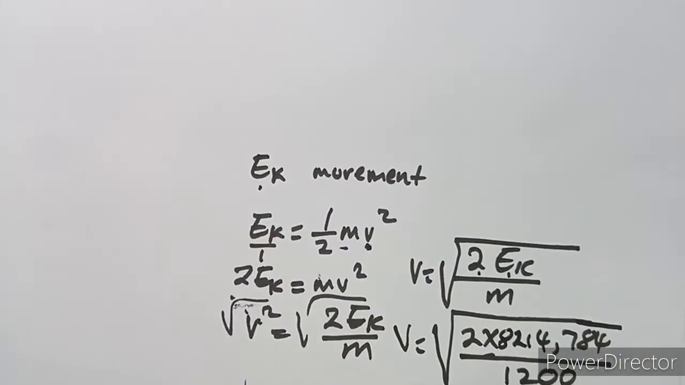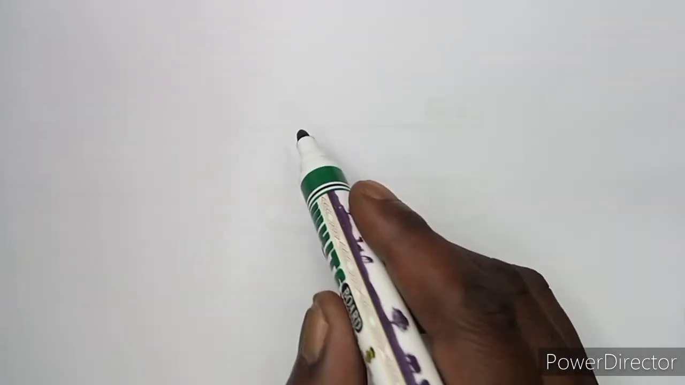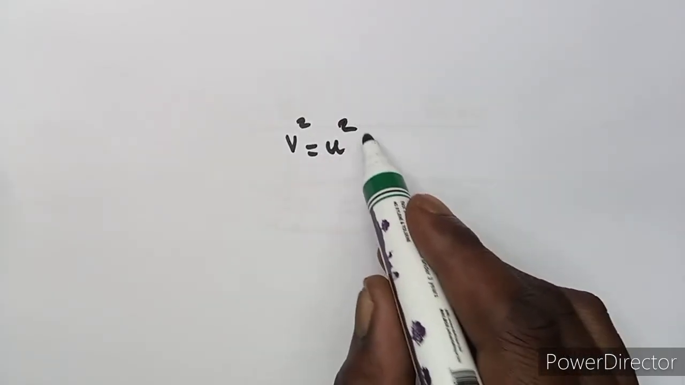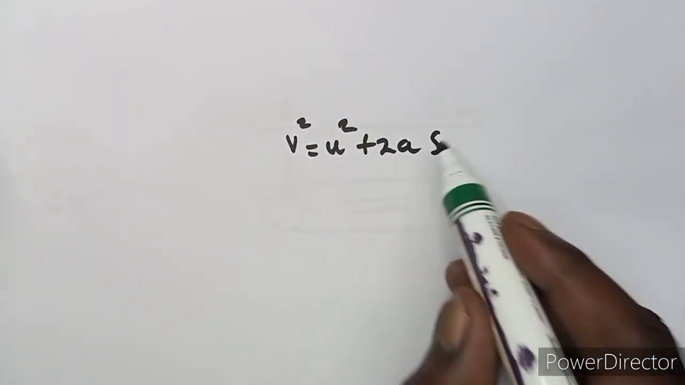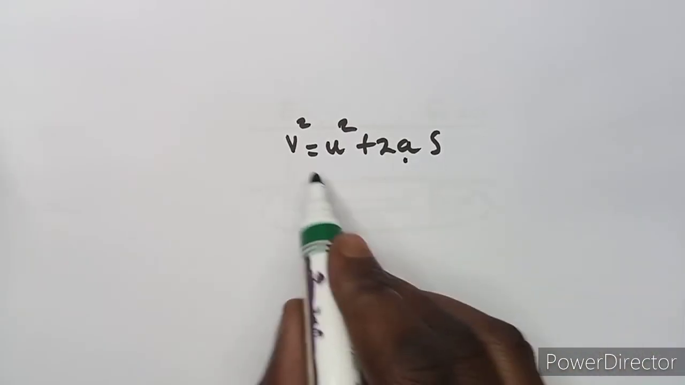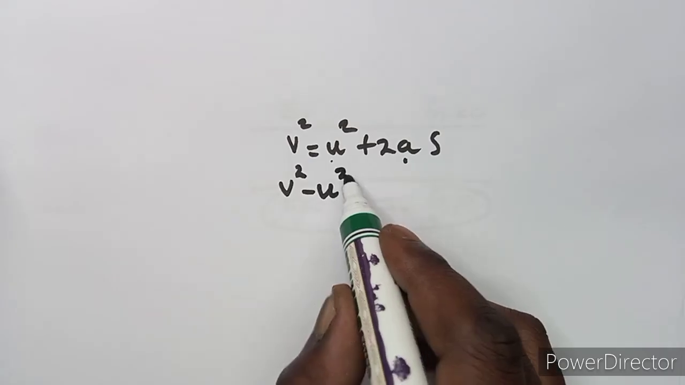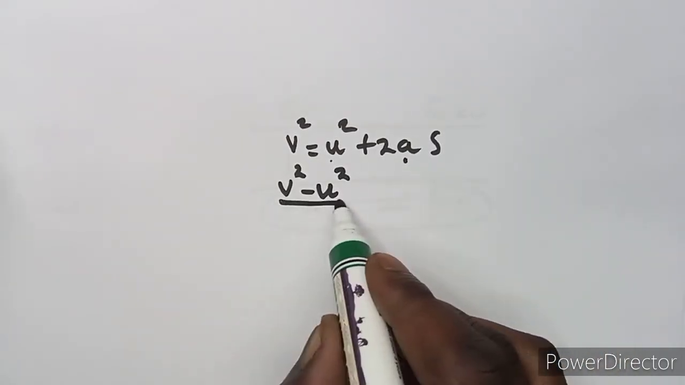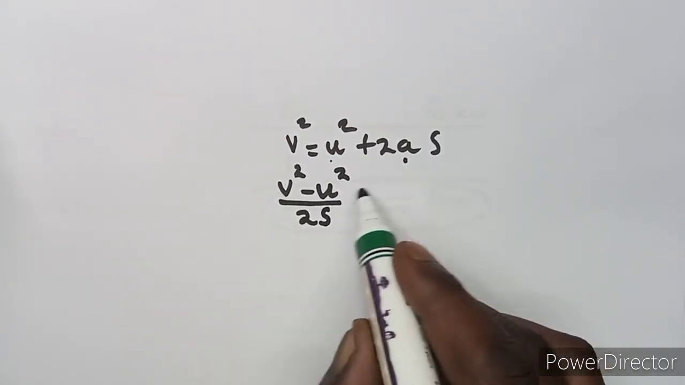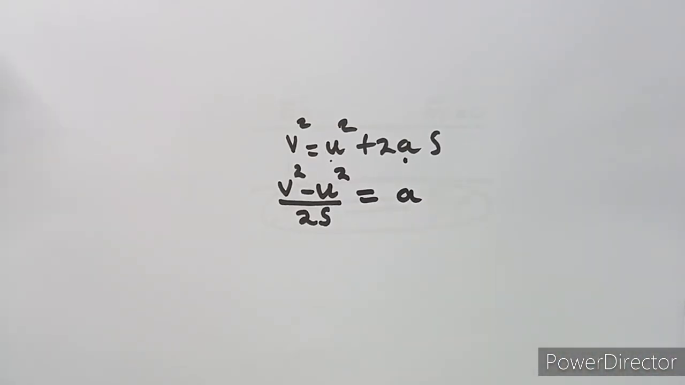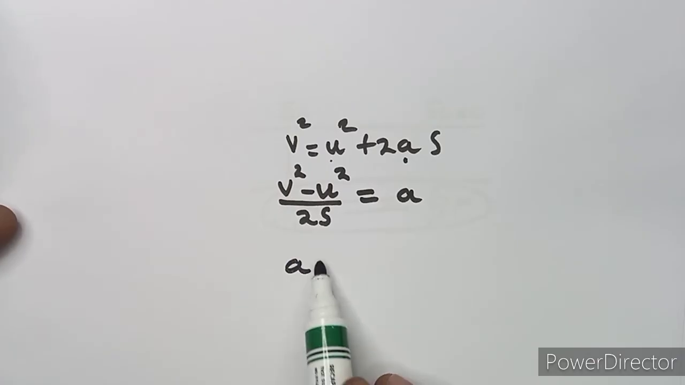All right, so that's why it has got 5 marks, guys. You see, there's a lot of work that you're supposed to do. V squared is equal to u squared plus 2as. Let us make a the subject, so it's going to be v squared minus u squared, then divide by 2s, not by a, by 2s, so that you obtain a. Okay, so a is now the subject.